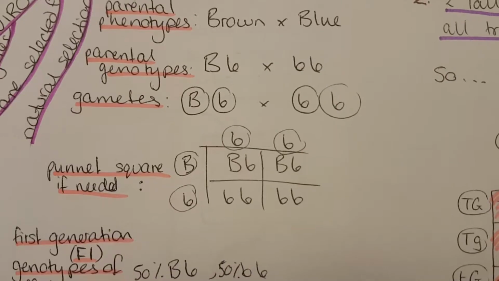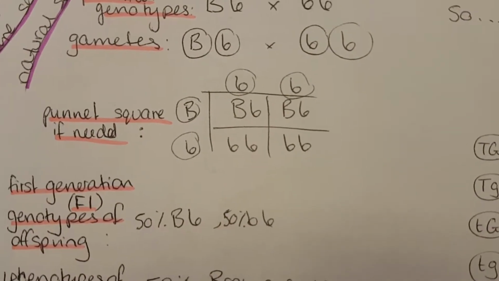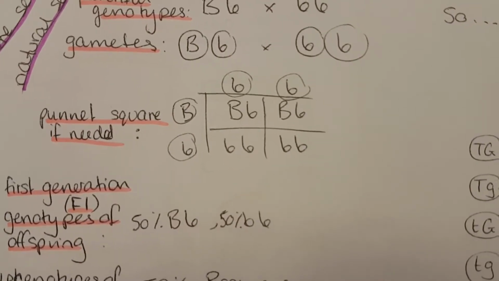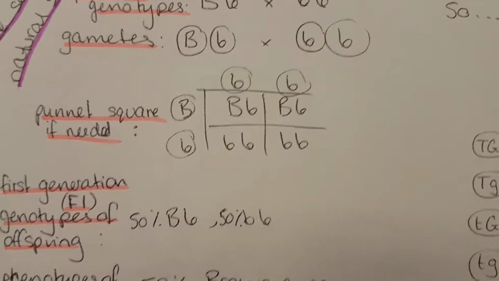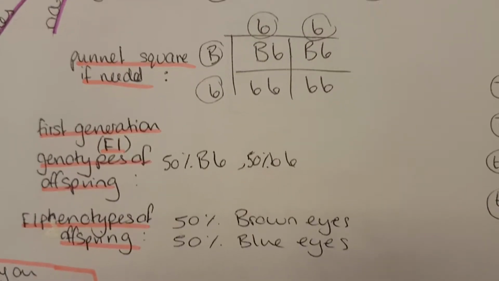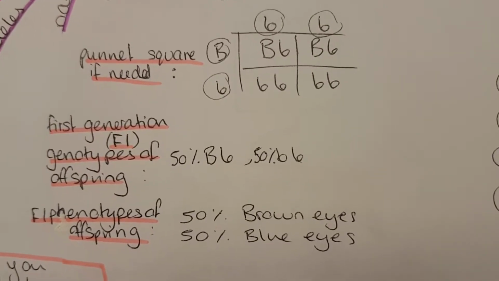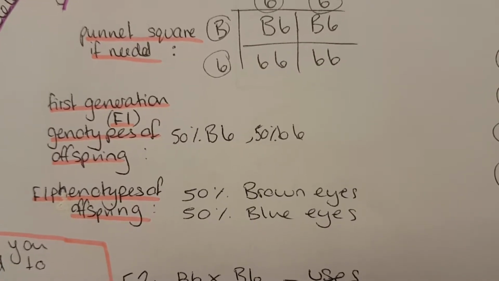I don't know why I put 2. You can just put 1 if you want. And then we can figure out what the offspring will be using a Punnett square. So you put the gametes on the side, cross it out into the middle, and there you can see we will get 50% of the children being heterozygous brown-eyed and 50% homozygous blue-eyed.